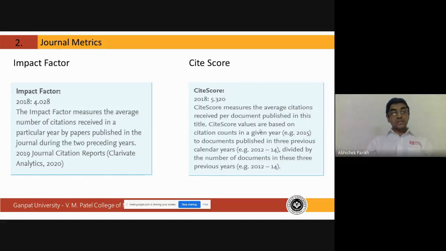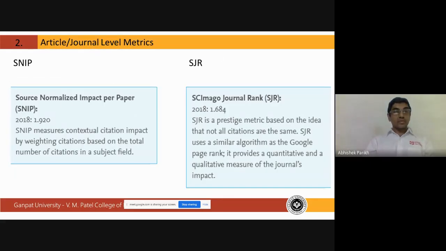So yes, you need to look at the Journal Citation Reports to get the impact factor, or you can get it from the SJR website also. We'll discuss that afterward. Even most journals give their impact factor, CiteScore, and also SNIP, that's source normalized impact per paper, as their ranking.